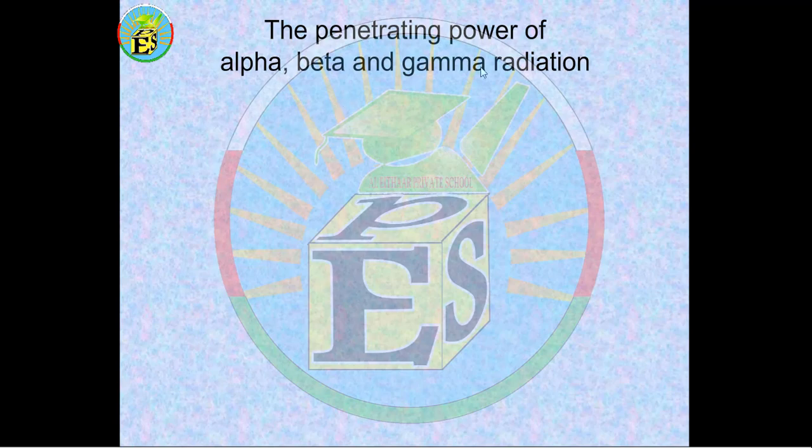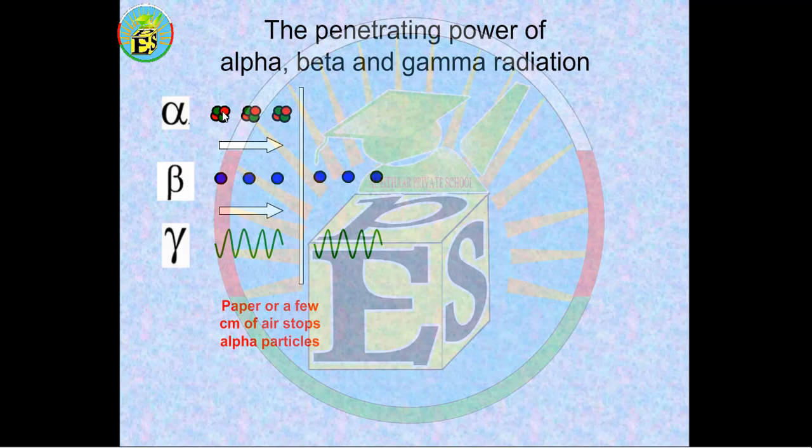The penetrating powers of alpha, beta, and gamma ray radiation. At first, alpha particles are very heavy, so their penetration will be less than beta particles, which are heavier than gamma ray. So the gamma ray has high penetration power.